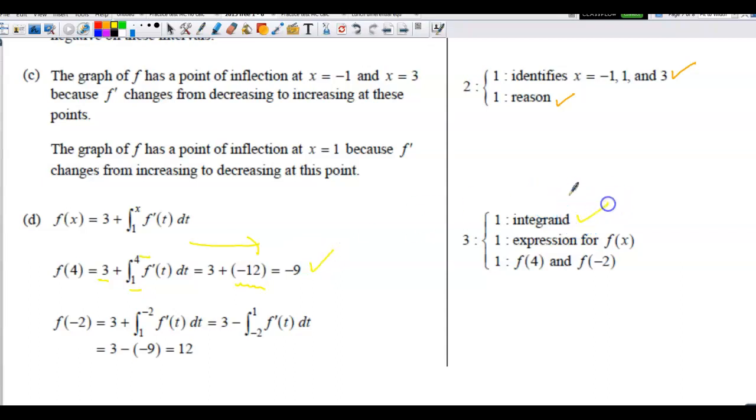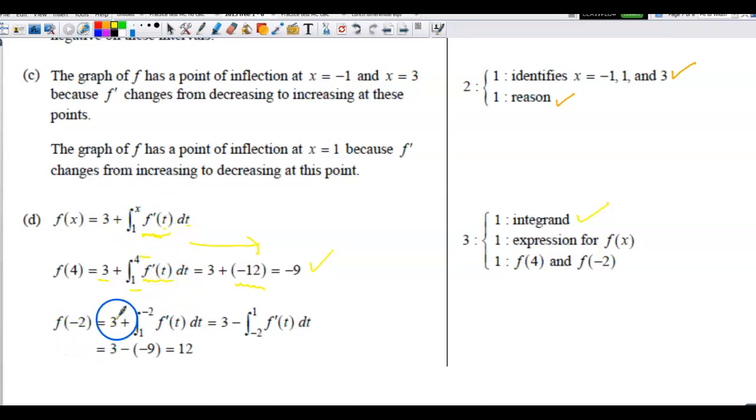1 point for the integrand, meaning that the student indicated that they understand that they're going to have to take the integral of f prime. I don't think you have to have the variable disagreement here to get that point, but it's always nice if you realize that the variable that we want is an x, so these 2 variables should disagree. But I still think you'll get the integrand if you did not change the variable. Also, you can get that integrand point right here. It doesn't have to be a separate statement. You can just start off right here.